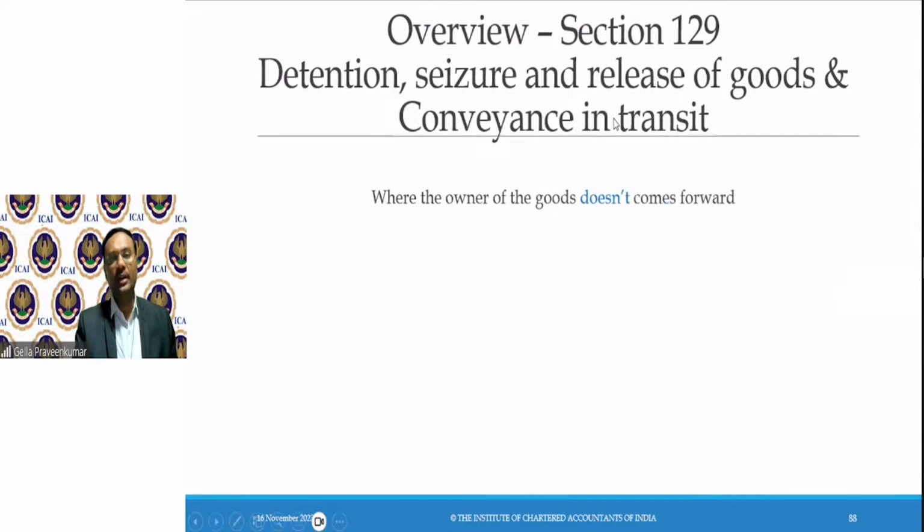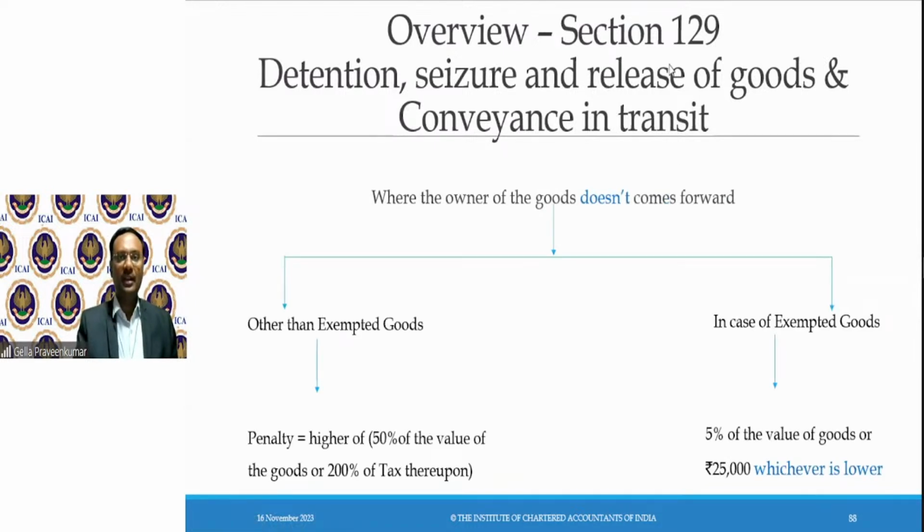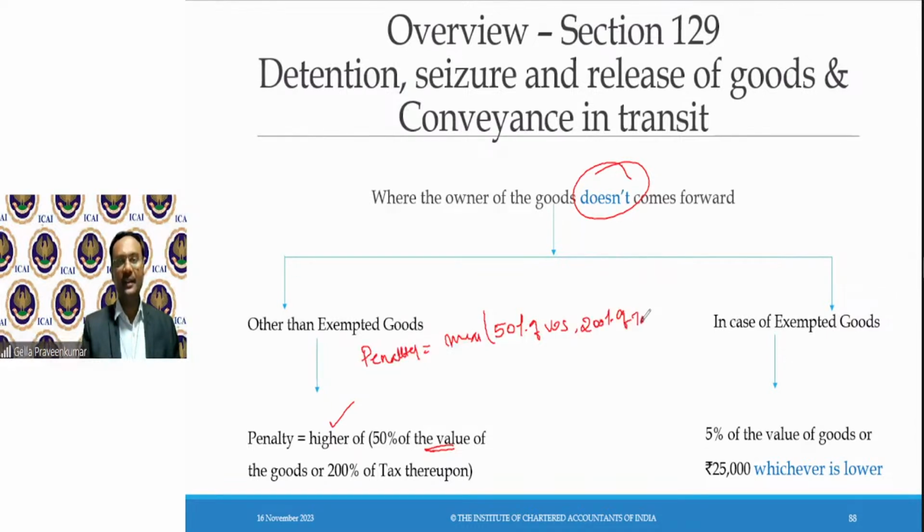What if the owner doesn't come forward? Now, if the owner doesn't come forward, the law says 50% of the value of the goods or 200% of the tax, whichever is higher. Penalty is equal to the maximum of 50% of the value of supply or 200% of tax, whichever is higher.